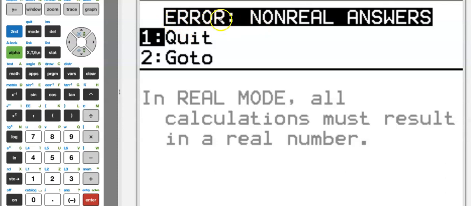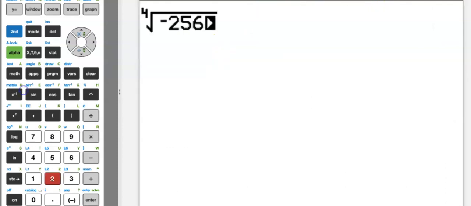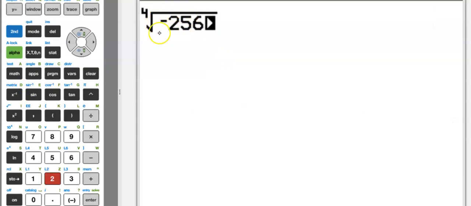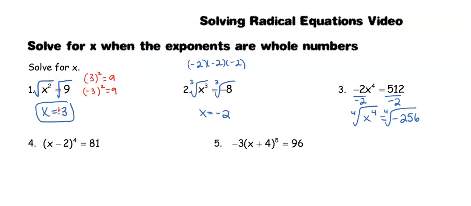It says error. Always read this. Non-real answer. It's telling you why you're getting the error message. There's the quit and the go to option. If I hit go to, it's because of the number I put underneath the radical. I cannot take the even root of a negative number because there's no number that I multiply by itself 4 times to get a negative 256.